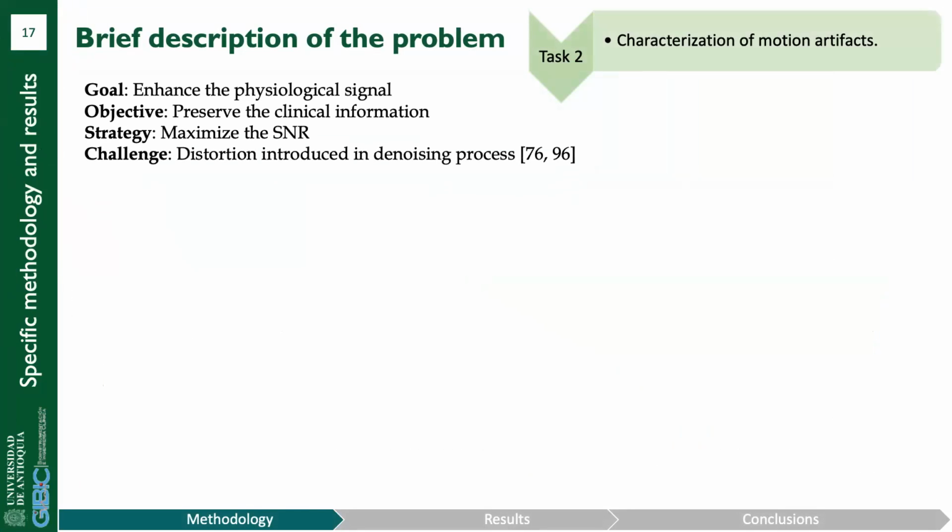The goal to obtain after this study is to change the physiological signal. The objective is to preserve the clinical information in the signal. The strategy that is commonly used in the state of the art is to maximize the signal to noise ratio. And the challenge is that when you introduce the denoising method, it's possible that you introduce distortion into the signal too.